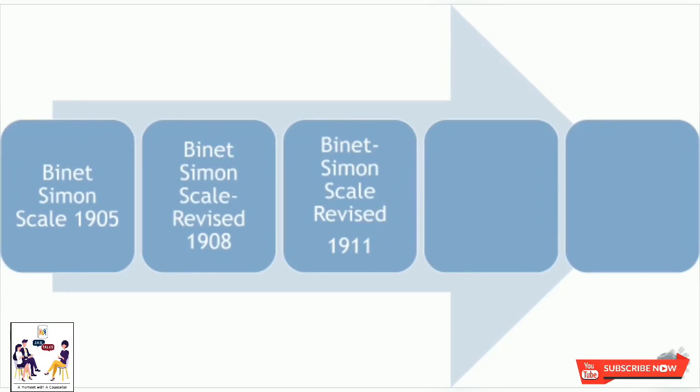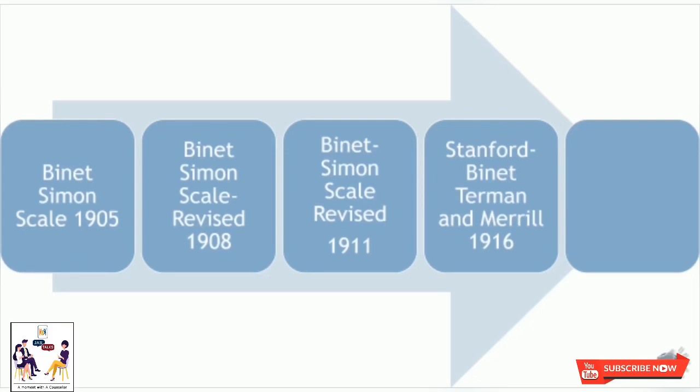The most popular revision of the Binet-Simon scale was done at Stanford University, and it is thus known as the Stanford-Binet scale. The most important revision was done by Terman in the year 1916. This revision gave a new outlook to the scale, and it was re-standardized on an American population sample of size 1400. It included 1000 children and 400 adults.